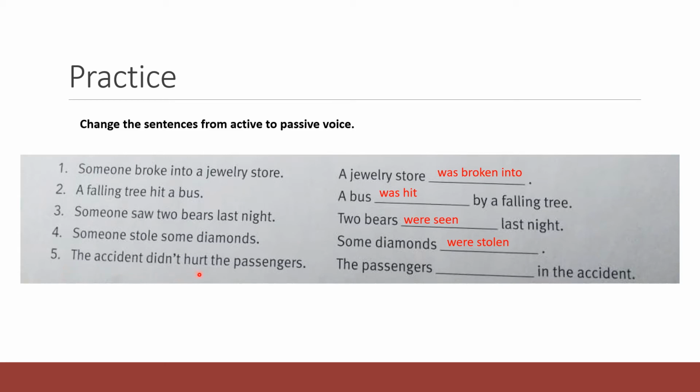And the last one, number 5. The accident didn't hurt the passengers, so the passengers weren't hurt in the accident. So as we have negative, simple past in negative, we need to use past of the verb to be in negative. Weren't hurt.